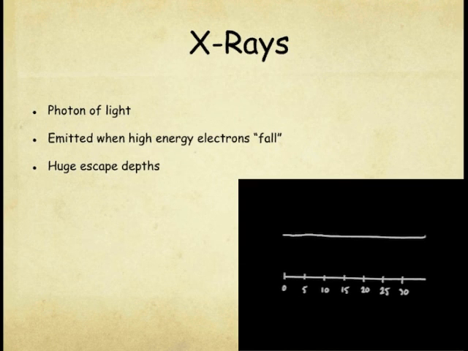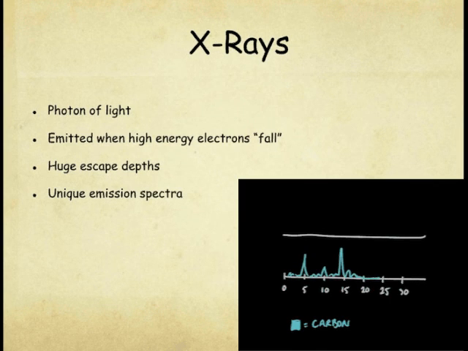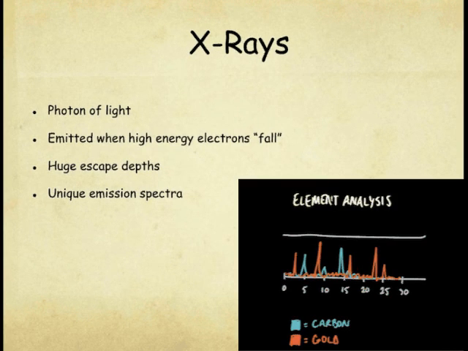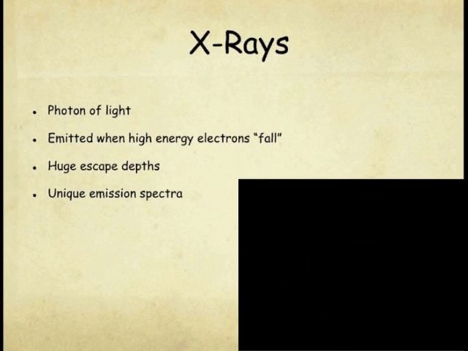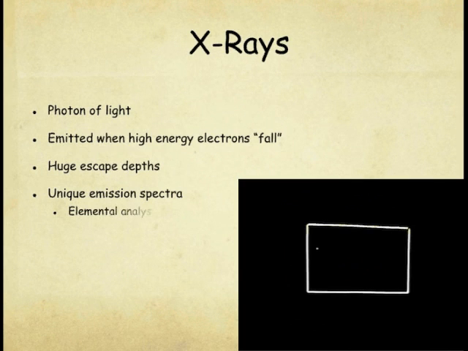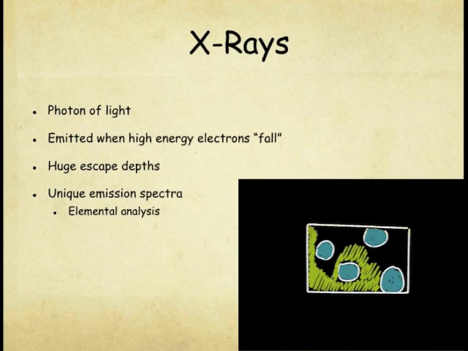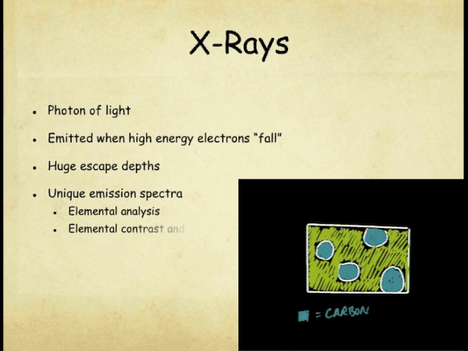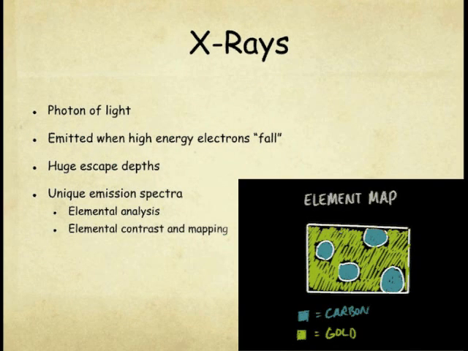And most importantly, X-rays provide characteristic or elemental contrast. This is possible because each element yields unique X-ray energy photons when higher electrons fill the vacancies. In other words, each element has a unique X-ray emission spectrum, which serves as a type of elemental fingerprint or marker. Thus, X-ray detection can be used to achieve elemental analysis and produce high-resolution elemental maps.